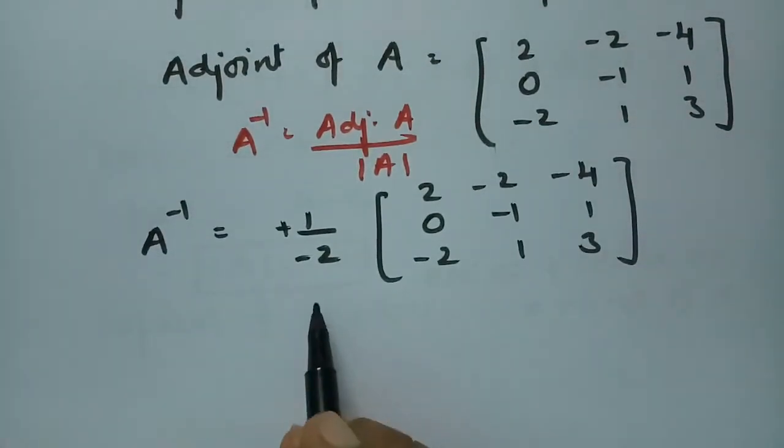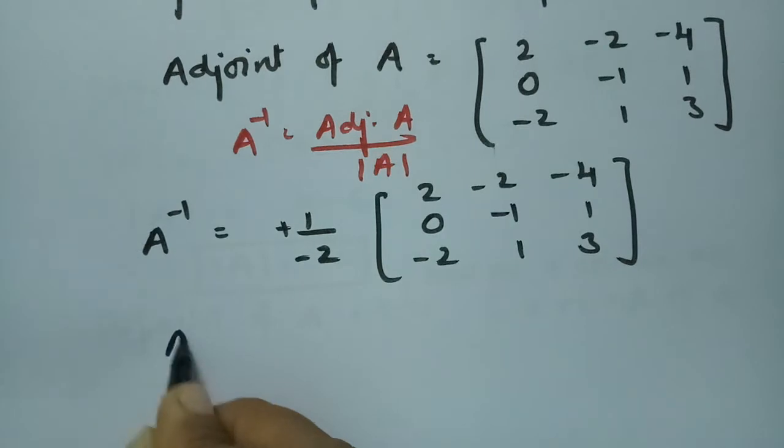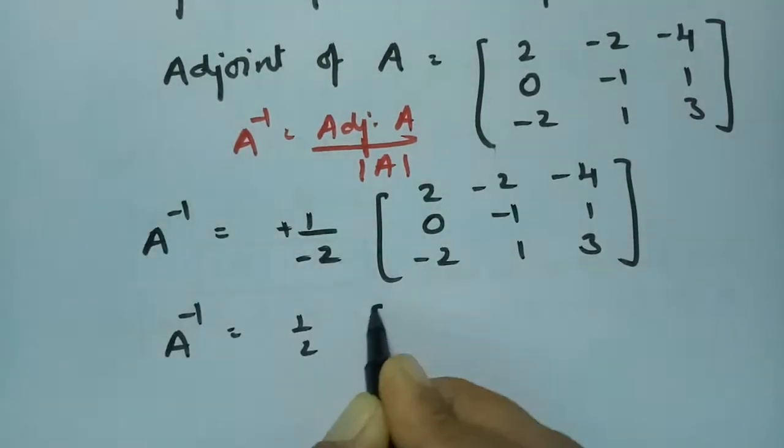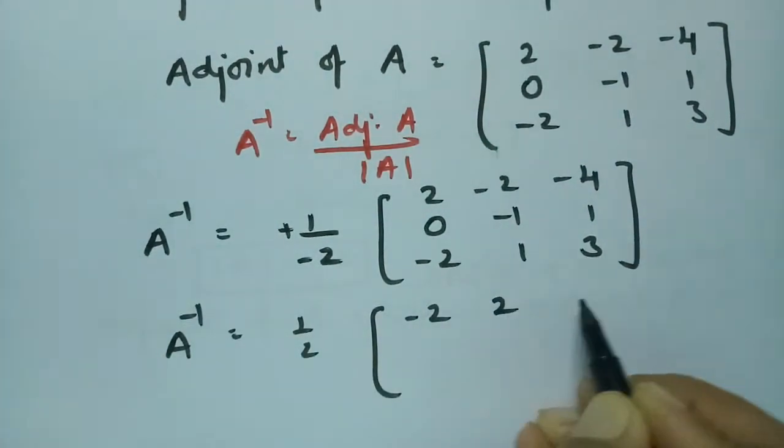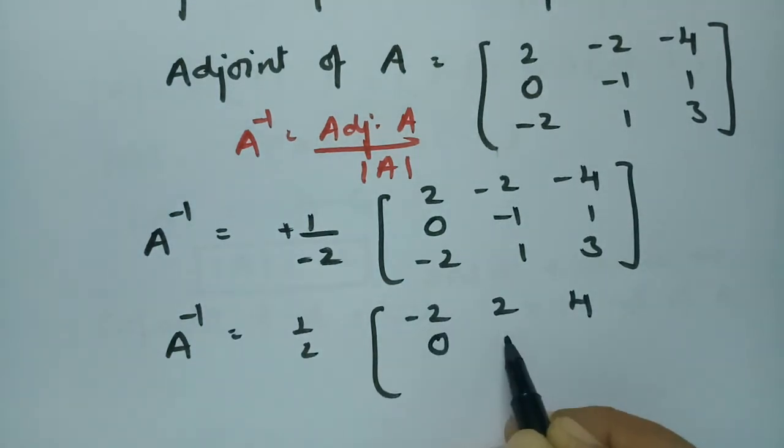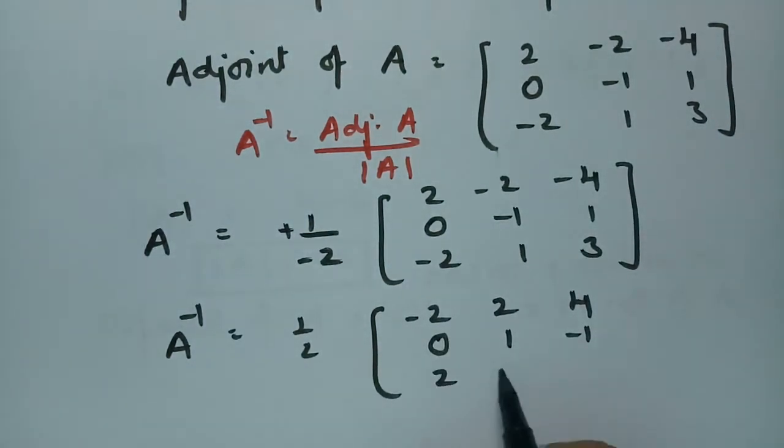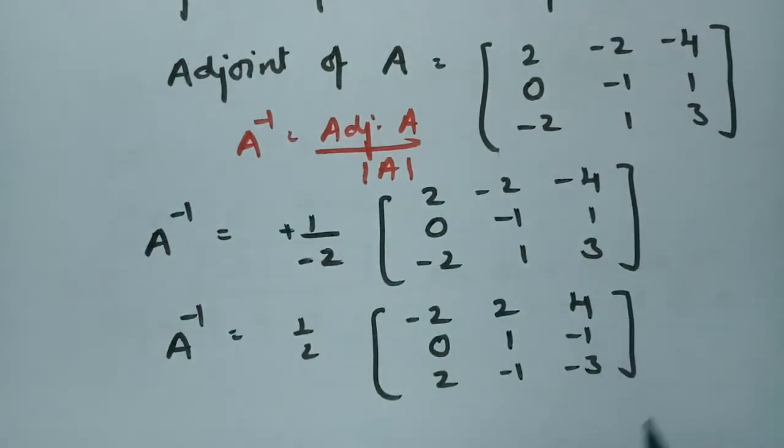Now if I send this minus inside, then the A inverse value will be 1 by 2 times of, this is minus 2, plus 4, 0, 1, minus 1. This is 2, minus 1, and this is minus 3.